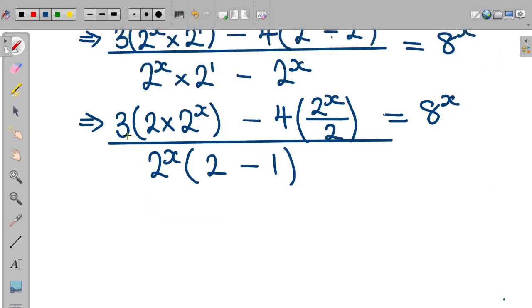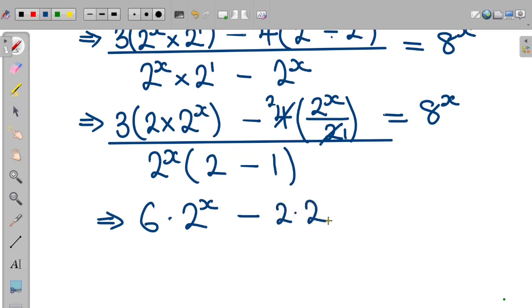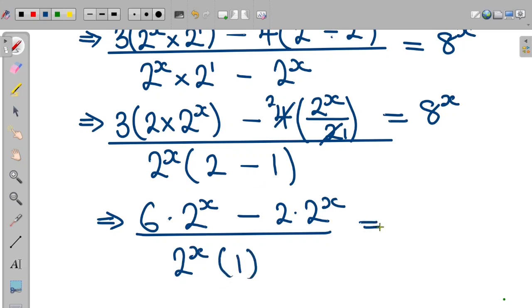Now from the numerator, 3 times 2 is 6, so I have 6 multiplied by 2 to the power of x minus, 2 cancel itself, we have 1, 4 divided by 2, we have 2, and then 2 times 2 to the power of x is 2 multiplied by 2 to the power of x, all divided by, at this point I will have 2 to the power of x, 2 minus 1 is 1. Everything here is equated to 8 to the power of x.